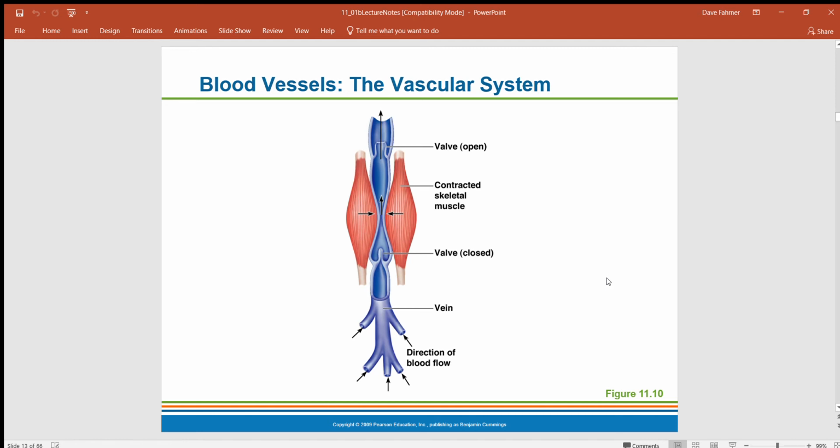Also, you can see right here, in the larger veins, you have the backflow valves that are located here. They'll slap shut. As muscles contract and push blood this way, they'll also push blood this way, and this will keep the blood from backflowing.